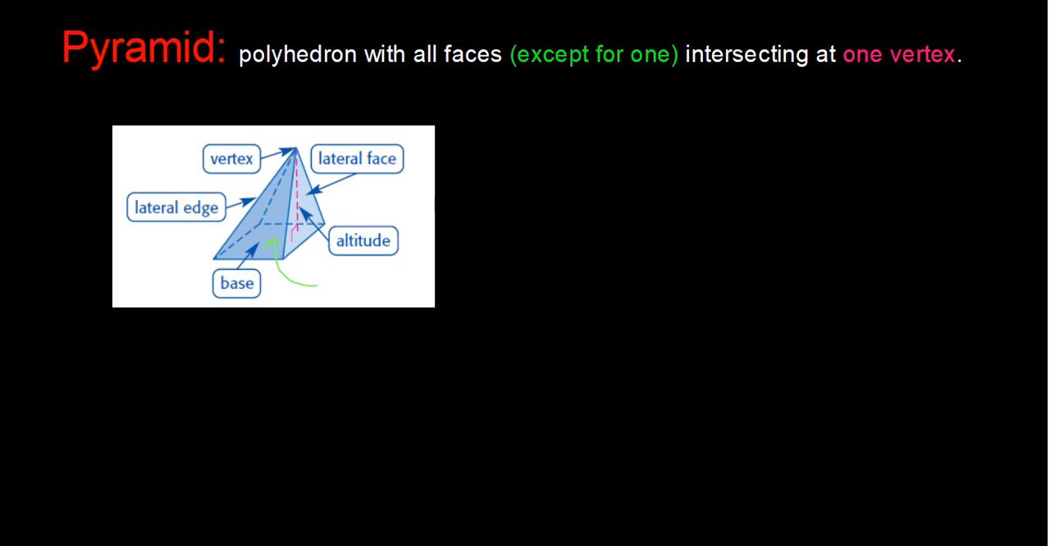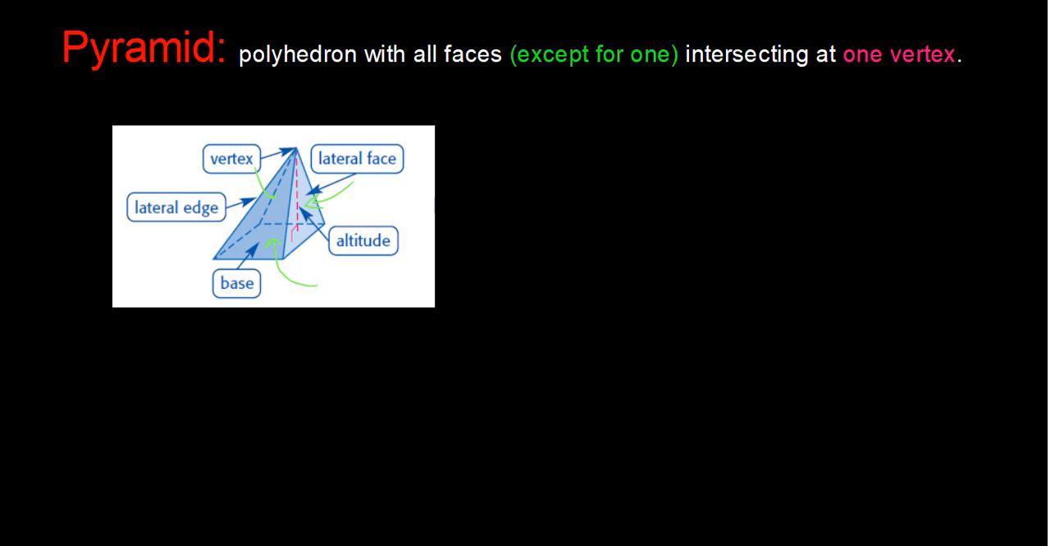It's not always the face that is touching the ground. Okay, this is important. So if a figure is sitting in a face, it doesn't mean that that face is the base. Okay, because this pyramid could be sitting on this face or on this face or on any face. All right, how do I know that this one is the base?